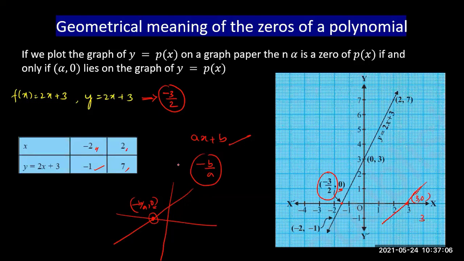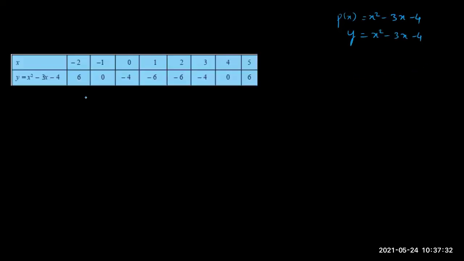Yes, sir. Okay, and similarly, if you consider another polynomial, a quadratic polynomial, for example p of x is equal to x square minus 3x minus 4, how many zeros will it have? 2, sir. It will have 2 zeros. So I'll write it as y is equal to x square minus 3x minus 4. Then I will fill different values in place of x. Then I'll get these solutions.